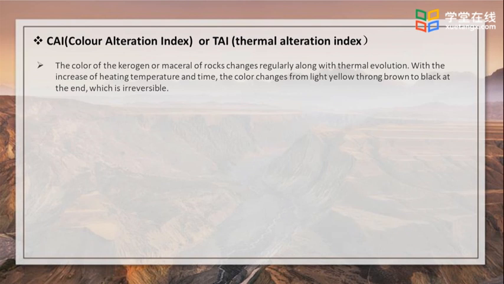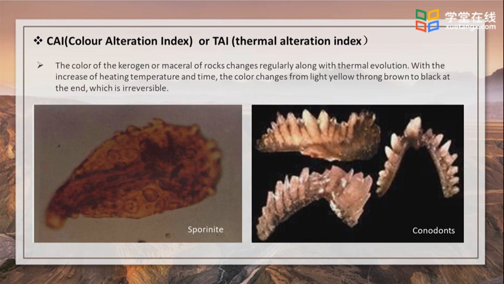The third parameter for identifying the thermal maturity of organic matter is the color alteration index, or the thermal alteration index. We can estimate the degree of thermal maturity from the color of the kerogen material. The color changes with the increase of temperature from light yellow to black. In this image, you can see that the thermal maturity of the sporinite is higher than the conodonts, and the sporinite here is yellow to dark, so you can estimate that it is in the peak oil generation. For the conodonts, it's a bright yellow.